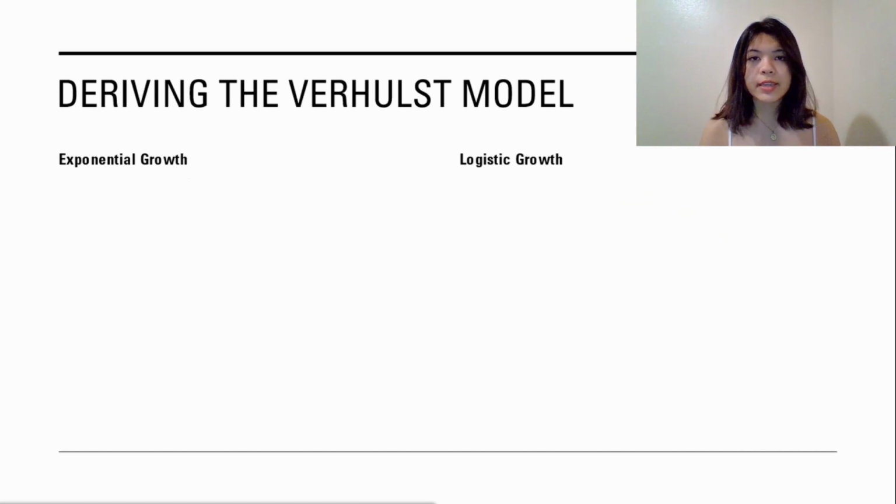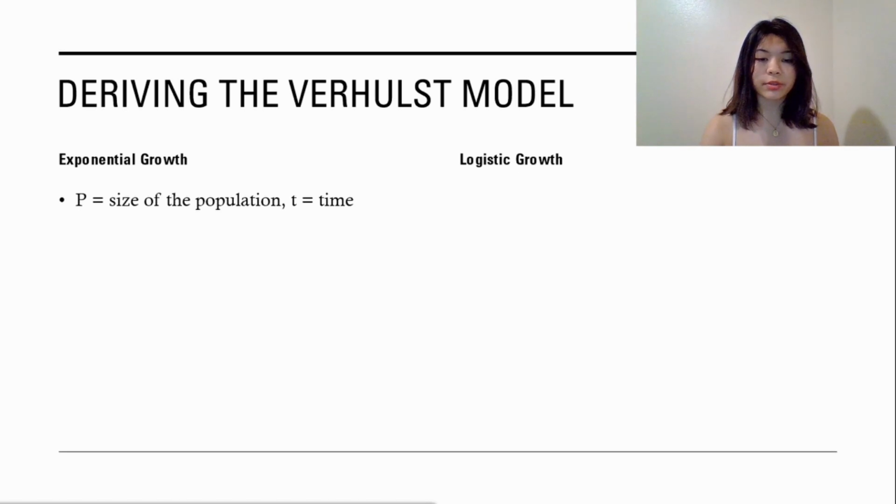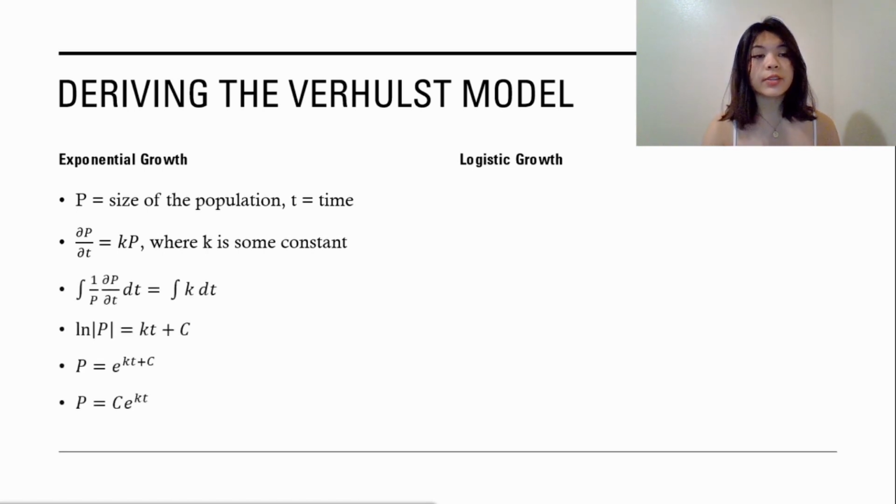So to derive and understand the Verhulst model, otherwise known as the logistic growth model, first we need to understand exponential growth. So let's have P stand for the size of the population and T stand for time. In exponential growth, we know that the larger the value, the faster the value is growing. So let's have the change in population, dP/dt, be directly proportional to the size of the population multiplied by some constant k. Taking the antiderivative of that, you can see that we do in fact end up with the exponential growth model.